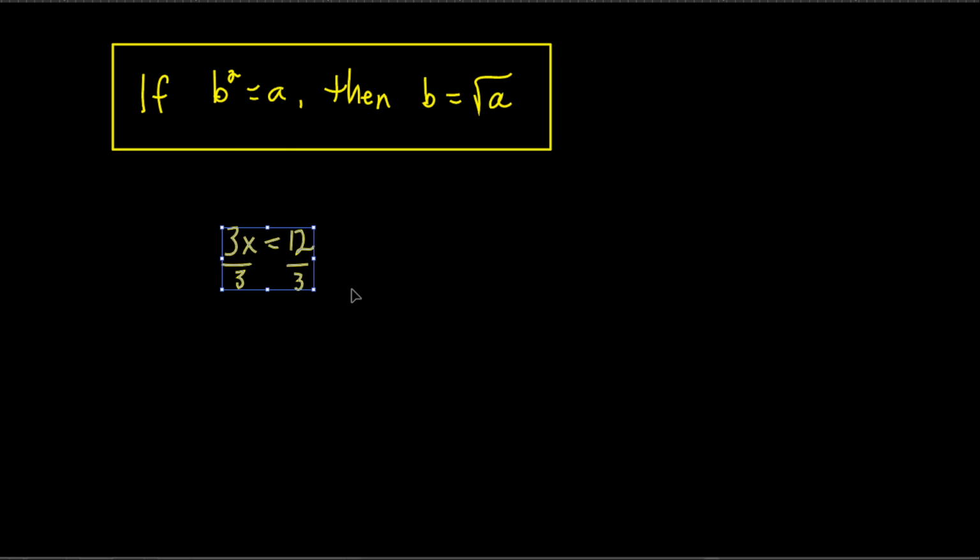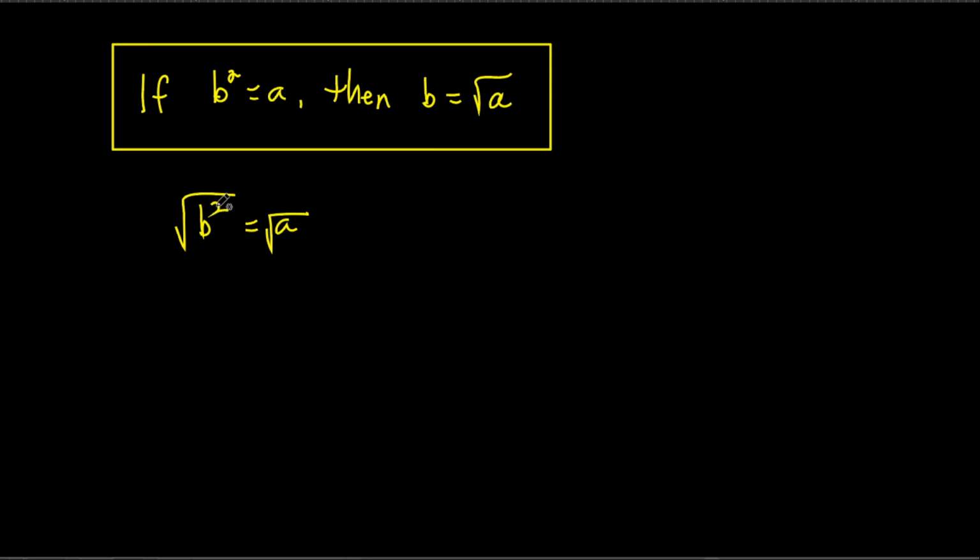So if you go here, the same basic rule applies. What's happening to this b? If I want to get b by itself, what's happening to it? It's being squared. What's the opposite of squaring something? Taking the square root of it. So let's just show the math here. B squared equals a. So what would I do? I would take the square root of this. I'd take the square root of that.